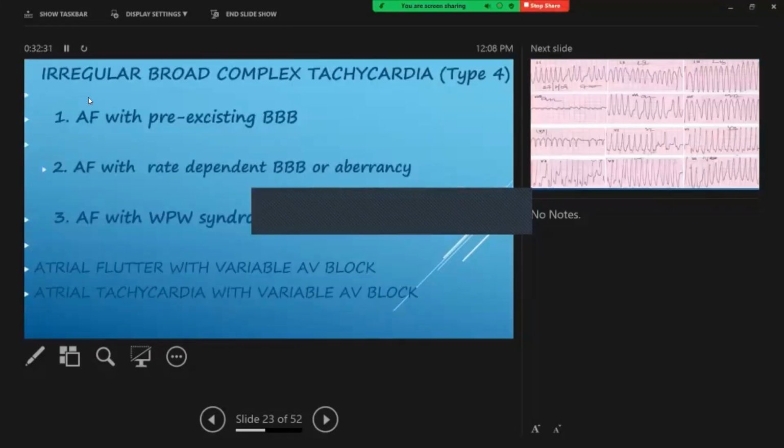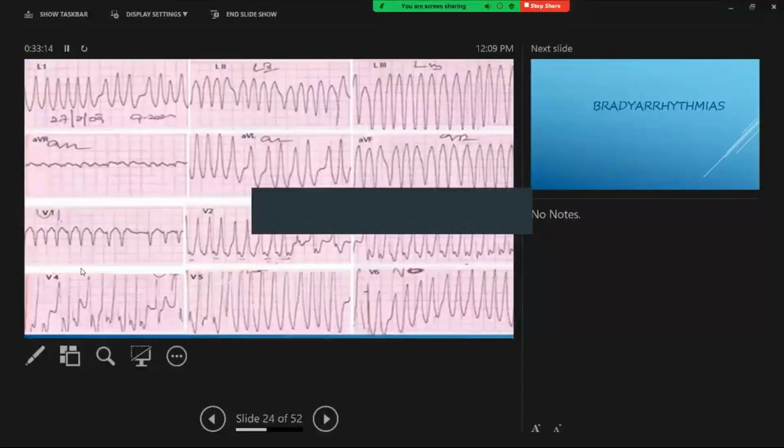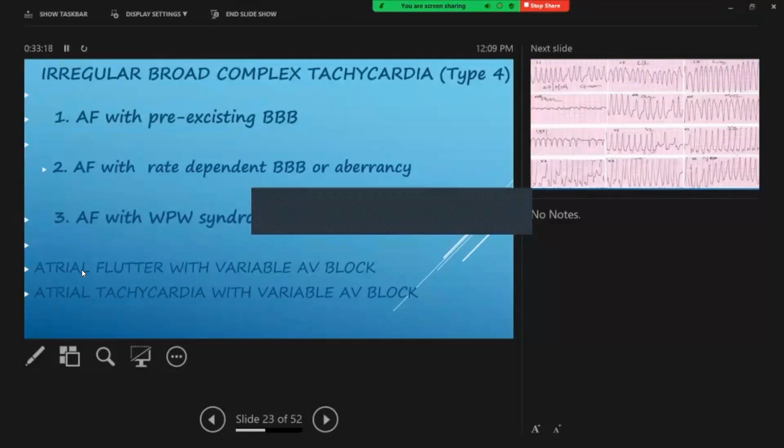Now, these are the examples for irregular broad complex tachycardia, the 4th category. Examples are atrial fibrillation with pre-existing bundle branch block. So a patient with pre-existing bundle branch block has developed atrial fibrillation. It gives rise to irregular broad complex tachycardia. Then AF with rate-dependent bundle branch block or aberrant conduction, as I discussed earlier. Then patients with WPW syndrome have an accessory pathway with fast conduction and a very short refractory period. These patients are prone to develop atrial fibrillation. Then they develop irregular broad complex tachycardia.